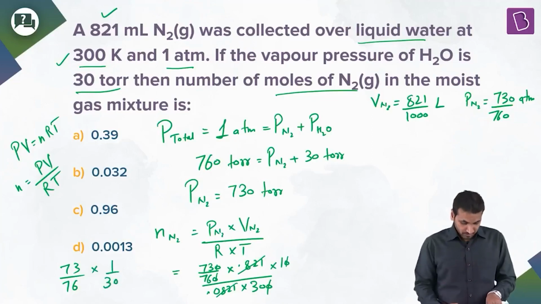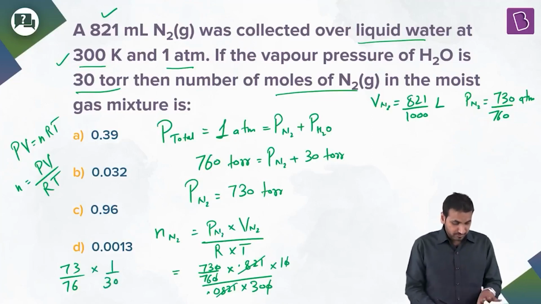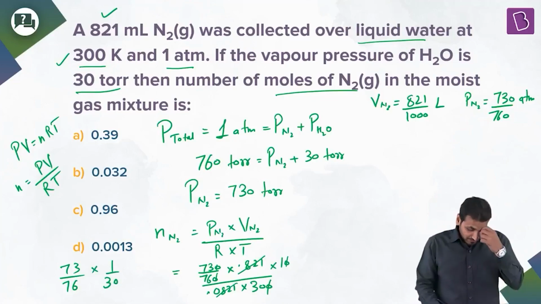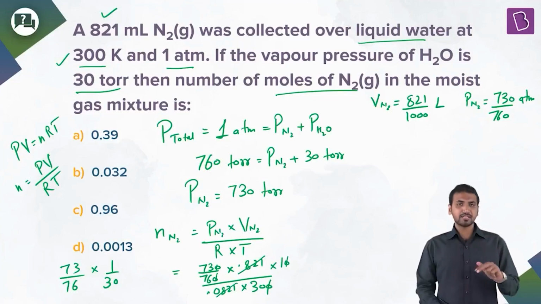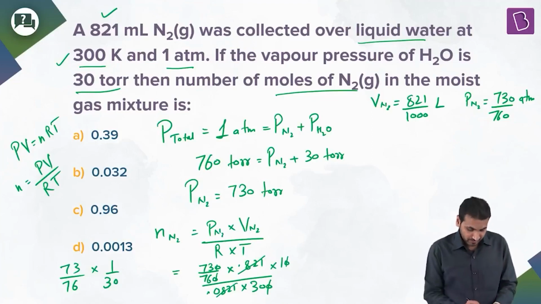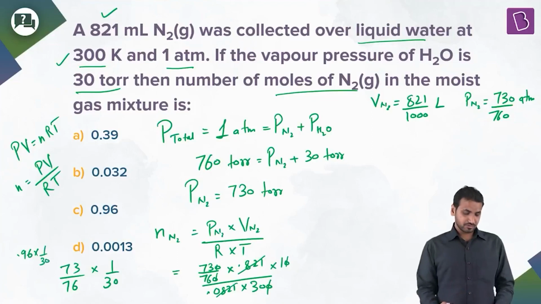Okay. So if you just look at the options, they are far apart. I can take some sort of approximation. 73 by 76 is somewhere around 0.96, into 1 by 30, right? So this is what?